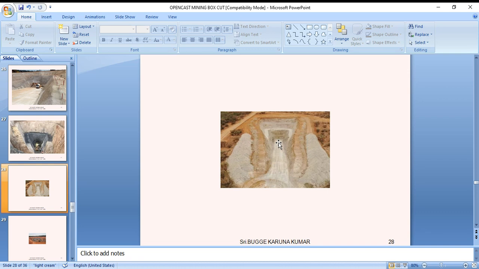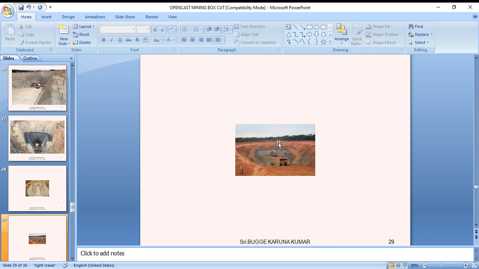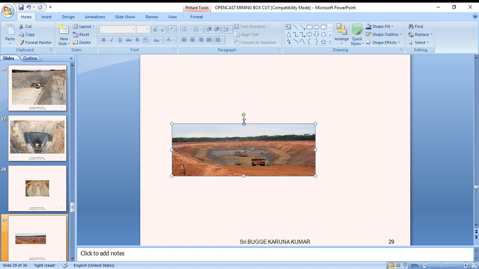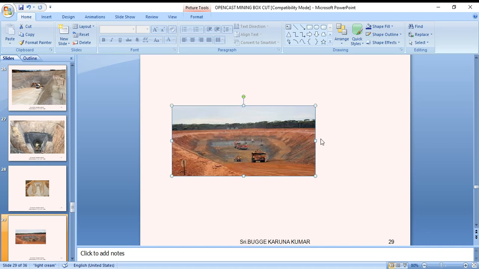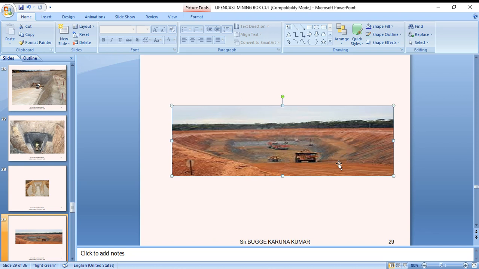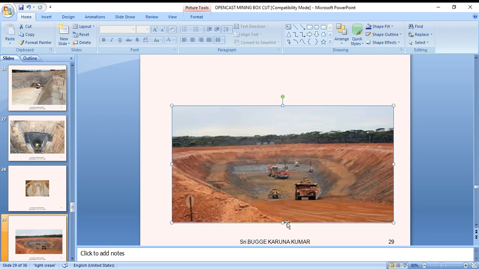Box cut is a preparation work that is going on. So go to the next slide. This is another beautiful slide. So in the box cut, activities are going on. The initial shape of the mining you can observe here. Yes, this is very beautiful. You observe the water, the roots going on inside that. Benches are forming very clearly.